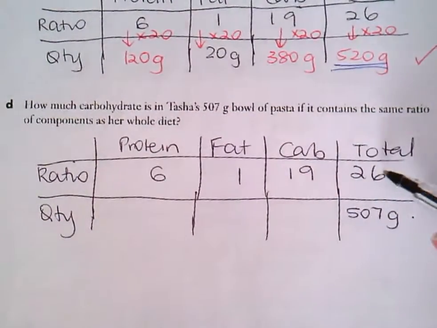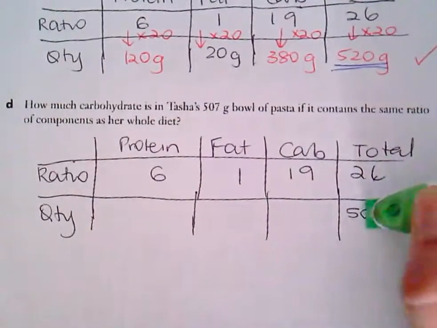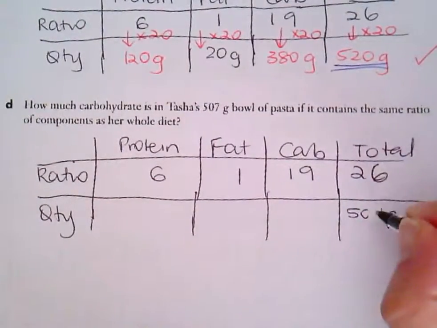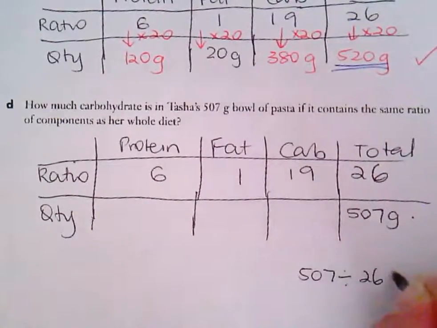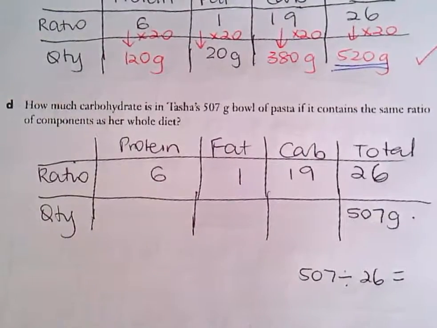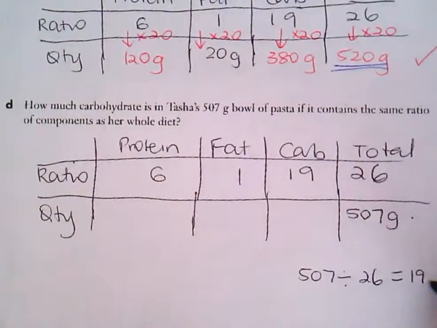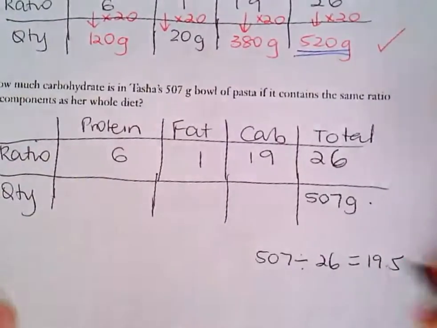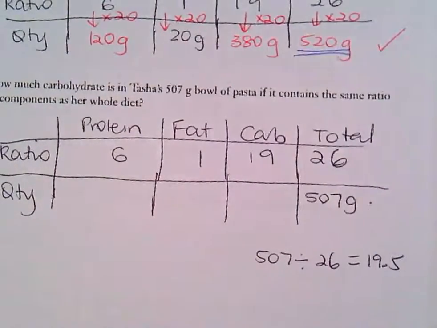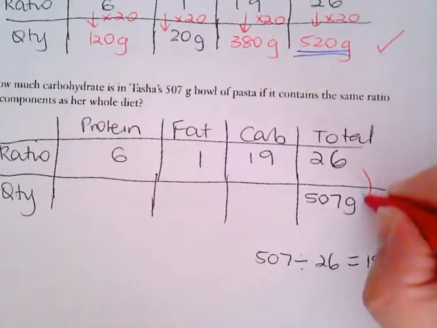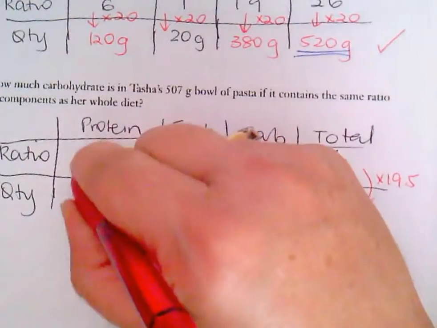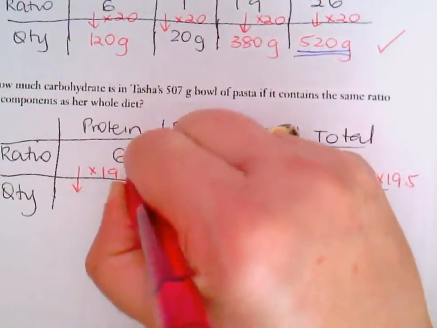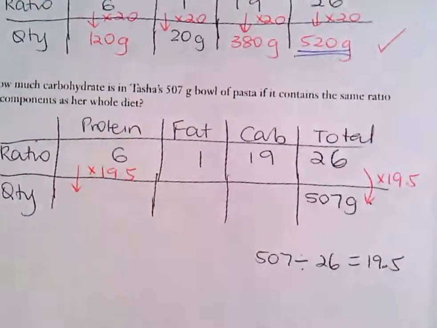So how do we go from 26 to 507? Well, we're not sure, so we just do 507 divided by 26 to work it out. So 507 divided by 26. Your answer's 19.5, and that's not rounded off. That's exactly 19.5. So to go from the ratio to the quantity, we're timesing by 19.5. So now we just need to multiply each of these quantities by 19.5.